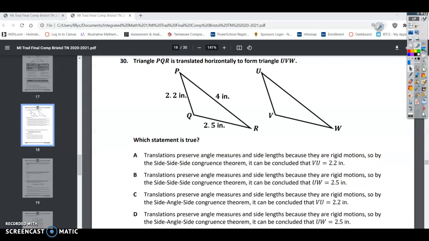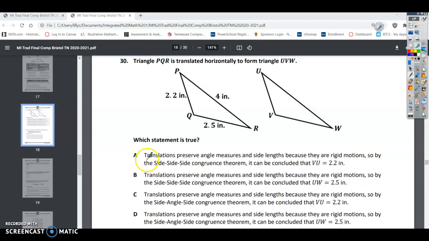Right, Math 1, final benchmark, number 30. Triangle PQR is translated horizontally to form triangle UVW. Which statement is true?